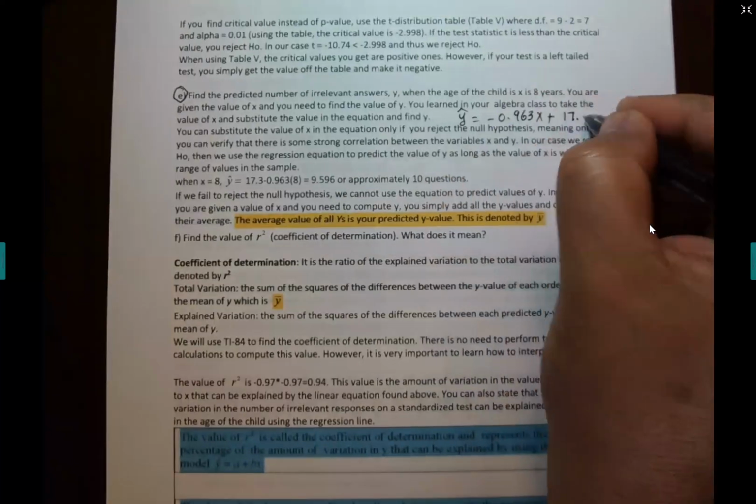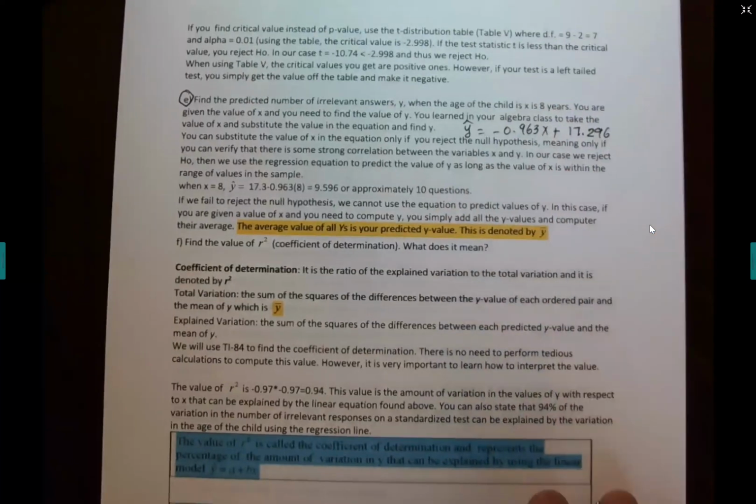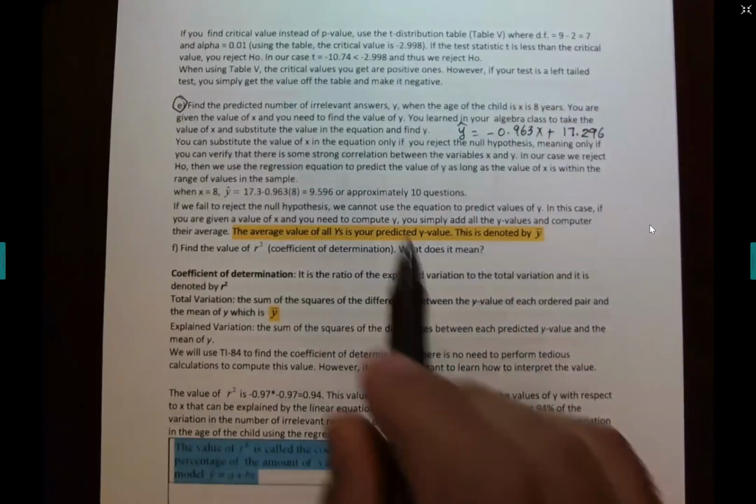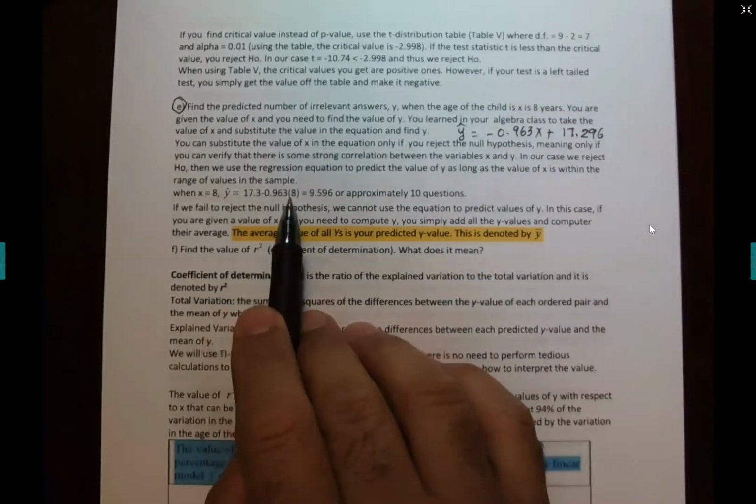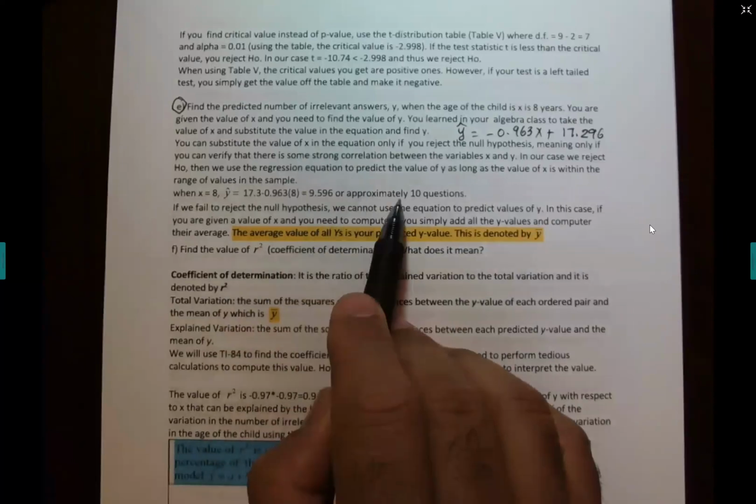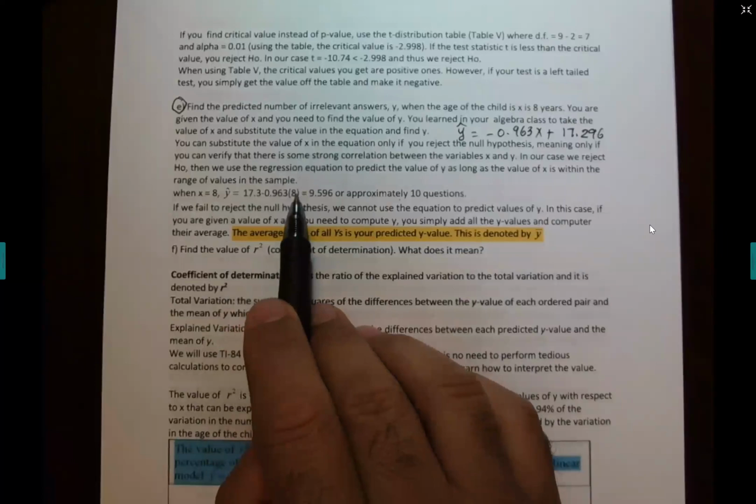It's algebra. If you guys, you heard the student. If he asks you to find the number of irrelevant responses when the child's age is 8, you simply replace X with 8. And if I replace X with 8, it will be right here, times 8 here. So then 9.596, which is approximately 10 questions. So 17.3 minus 0.963 times 8, just do the math. So this is how you do that.